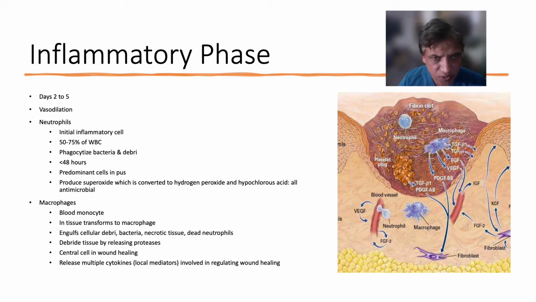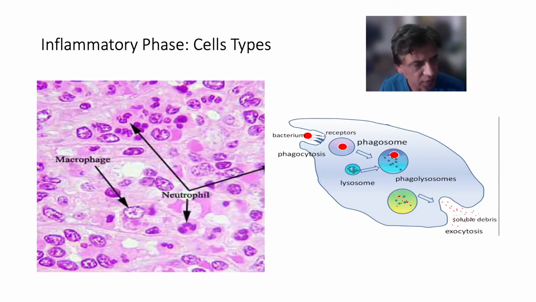And as you can see in this picture, there's the fibrin clot, the neutrophil, which is sitting here silently, the macrophage releasing a whole host of inflammatory mediators. So that is the inflammatory phase of wound healing.